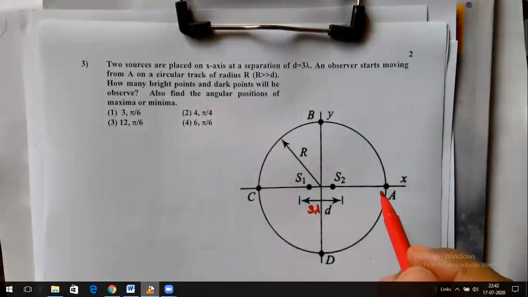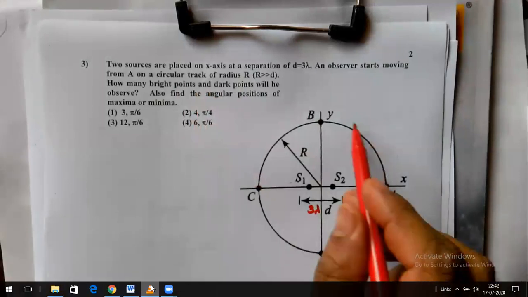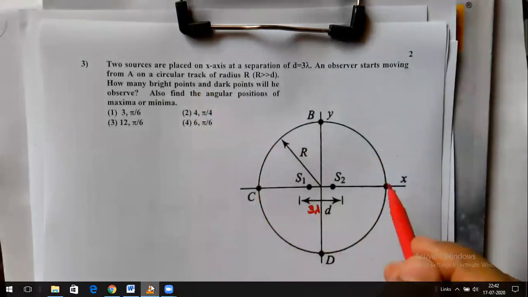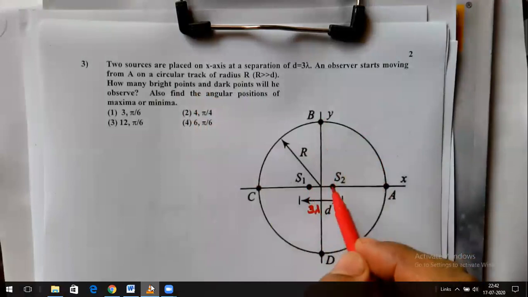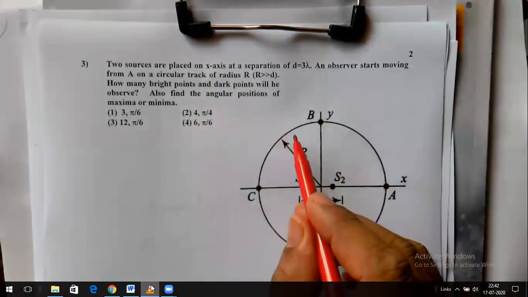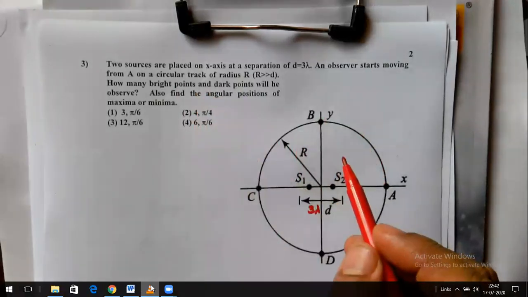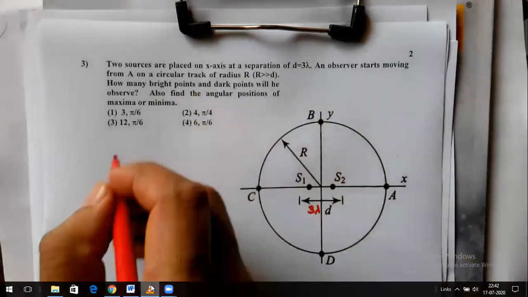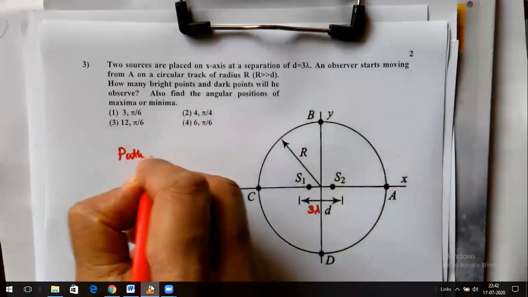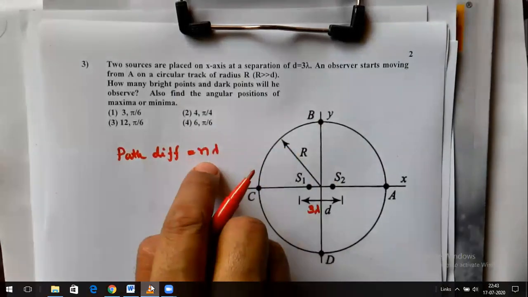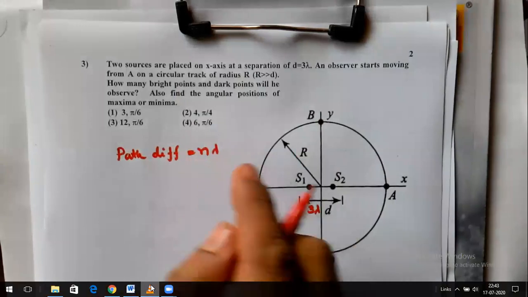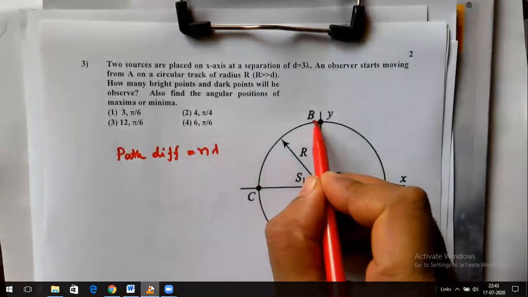Now we will analyze it like this. Let us imagine that a number of screens are placed on the circumference of this circle. Light starting from S1 and S2, when they fall on different screens like this, what type of fringes will they form? That will give you the answer to the question. Now we know that for the formation of a bright fringe, the path difference needed is n lambda, where n equal to 0 means there is no path difference, n equal to 1 means a path difference of 1 lambda, and so on.